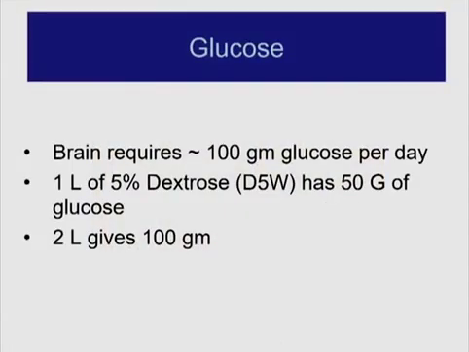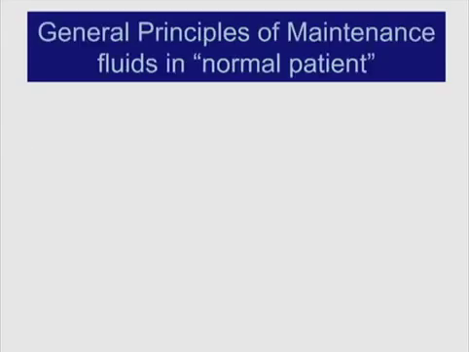Okay, so let's switch to sugar. Your brain needs about 100 grams of glucose a day. A liter of dextrose, D5W, has 50 grams per liter. So 2 liters gives you 100 grams. And with that 100 grams, you can reduce protein breakdown by about 60 to 65%. That still leaves 35% that you've got to make sure you cover with other types of feeding and protein to maintain those sources. But that's a pretty big reduction if you can give it to your patient. So 2 liters of D5W is going to give you your daily requirement of sugar to keep the brain happy.